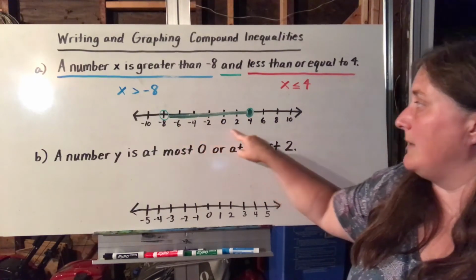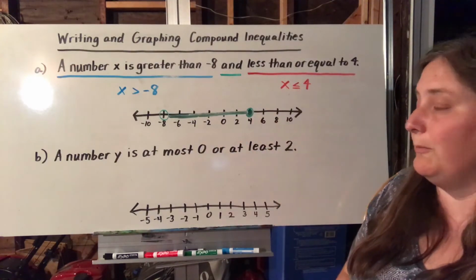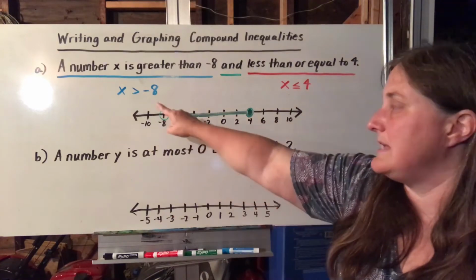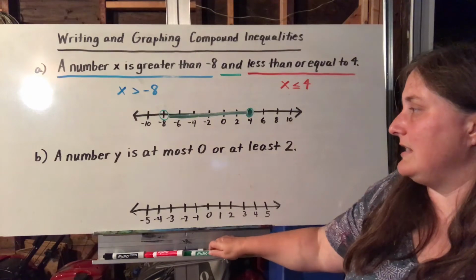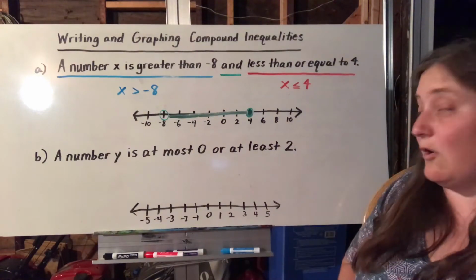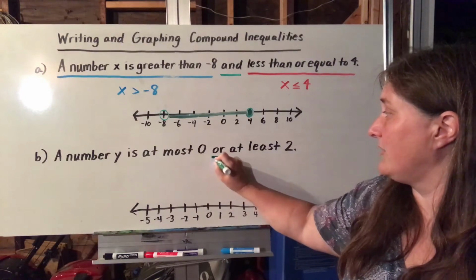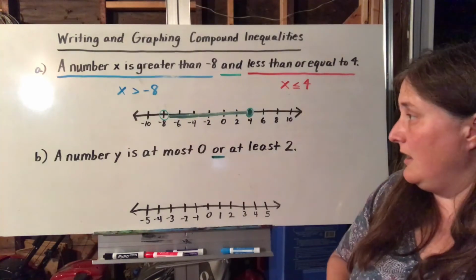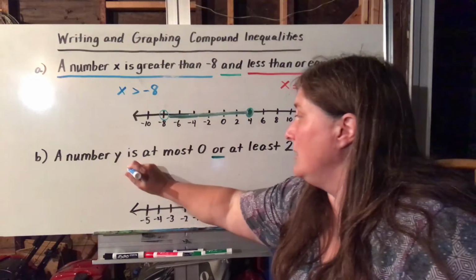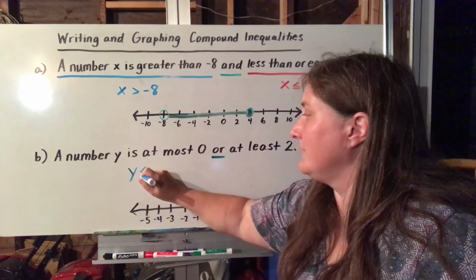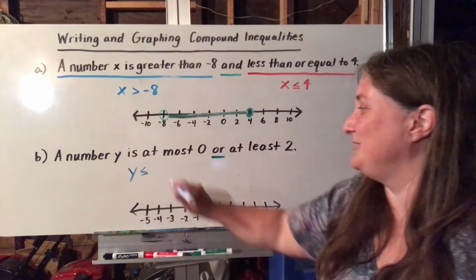So in between those numbers, I'm using a closed circle at 4 because it can be equal to 4, and an open circle at -8 because it can't be equal to -8. So let's look at another one here. It says a number y is at most 0 or at least 2. So this time I know that it's not going to be an intersection, it's going to be a union. So they first told us that y is at most 0. So y is less than or equal to 0.